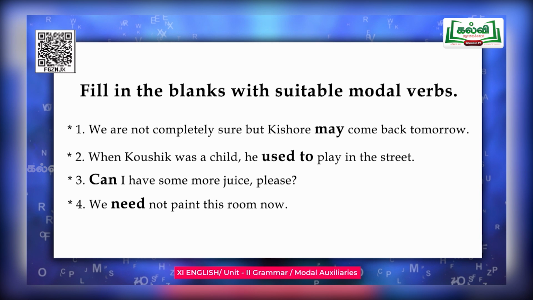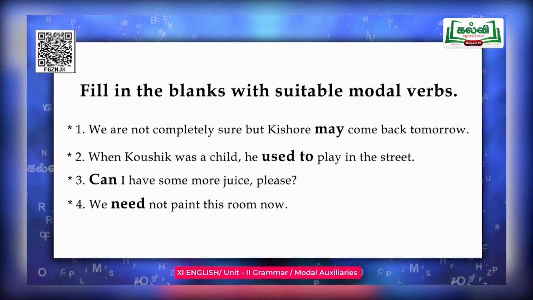When Kaushik was a child, he used to play in the street. In this sentence, it is Kaushik's past habit, Kaushik's discontinued habit. When Kaushik was a small child, he would have played in the street. Now he may be a grown-up man. He cannot go to the street and play. That's it. To express one's discontinued habit, I have used used to in the second example.